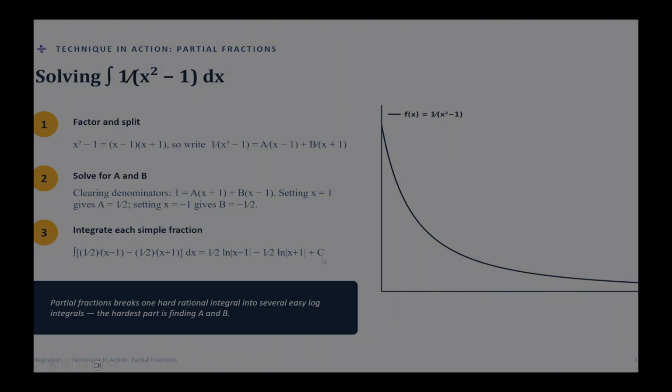That's why they are log a positive, not negative, okay? So the partial fraction breaks one hard rational integral into several easy log integrals. The harder part is finding A and B. This is the hard part, so you've got to practice many times to get experience.